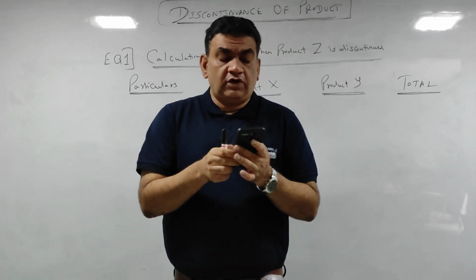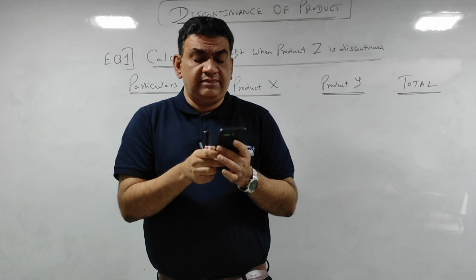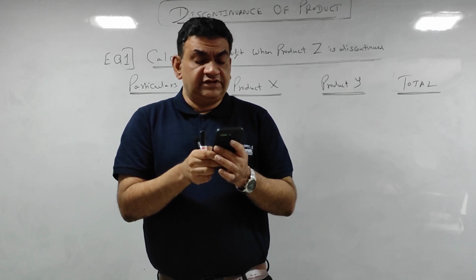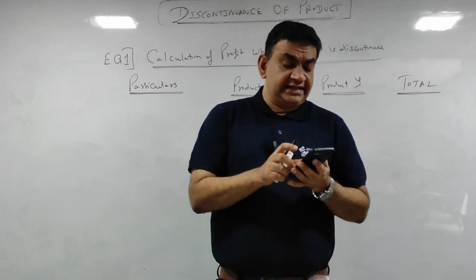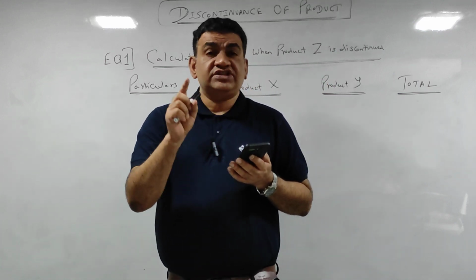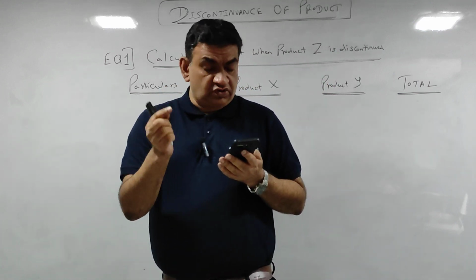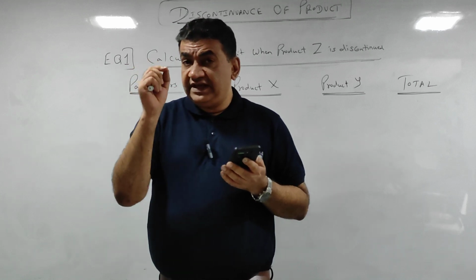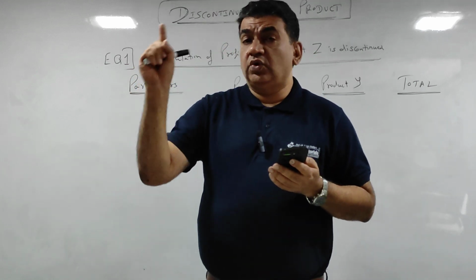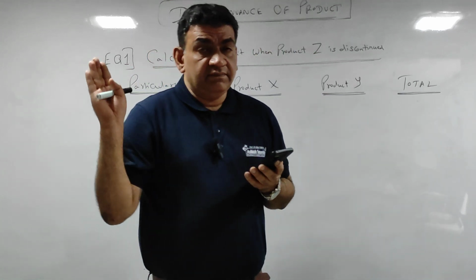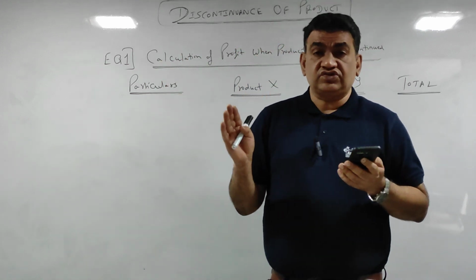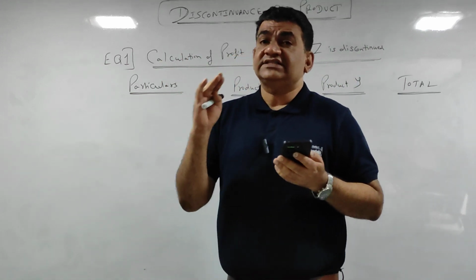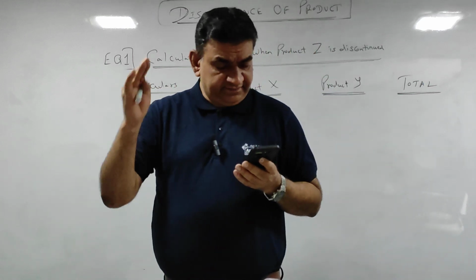The following is the data presented by ABN Ltd for the year ending 31st March 25. They have given you 3 products, X, Y and Z. They have given you sales, variable cost, differences, contribution. Now see, fixed cost, the total is 7 lakhs. But they have segregated that 7 lakh of fixed cost into 3 products, X, Y and Z.